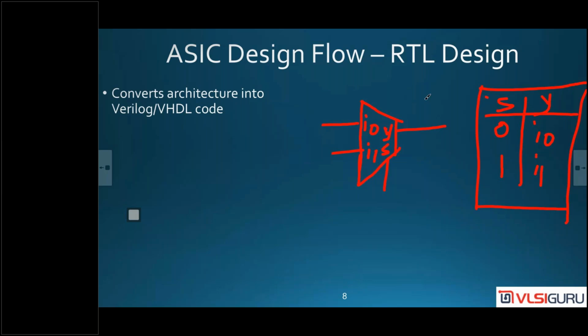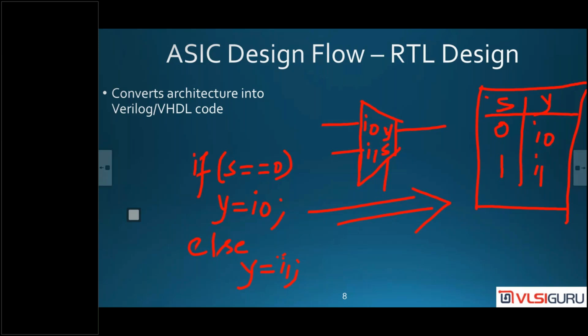Right? How do you represent this? You will use the if statement, right? If S equals 0, Y is going to take what? I0. Else, Y is going to take what? I1. This is the behavior description, right? This is the behavior of this mux, correct? So you are describing any circuit based on its behavior, not by the internal structure. That is a benefit of using what? Verilog or VHDL. Use the if statements, use the case statements. Describe the behavior of a circuit. So this describing is very easy, but when you take the complex circuits, it's very difficult.